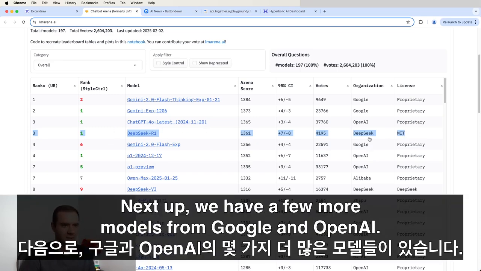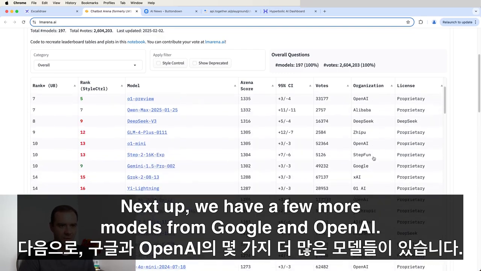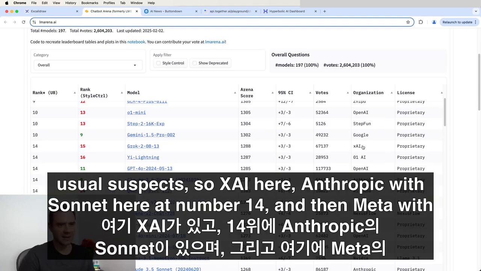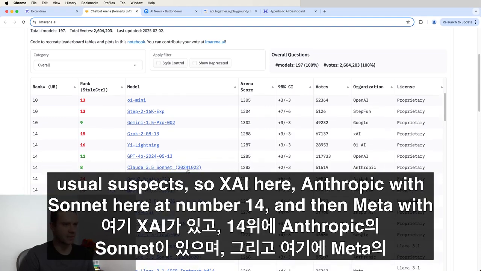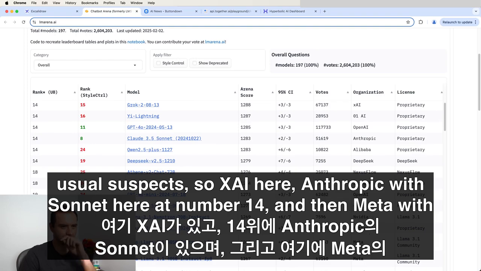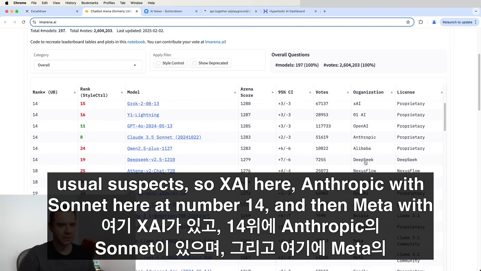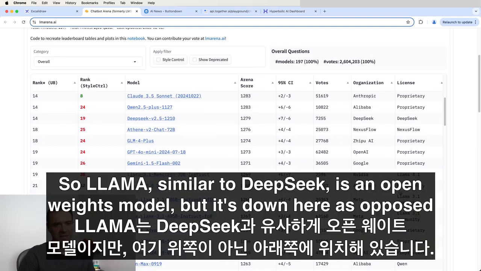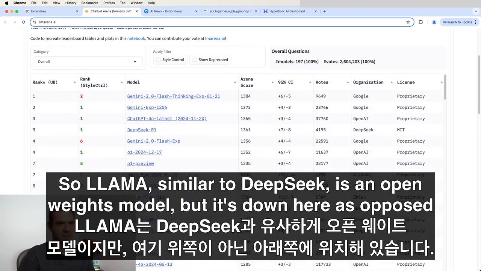Next up, we have a few more models from Google and OpenAI. And then when you continue to scroll down, you'll start to see some other usual suspects. So xAI here, Anthropic with Sonnet here at number 14, and then Meta with Llama over here. So Llama, similar to DeepSeek, is an open weights model. But it's down here as opposed to up here.